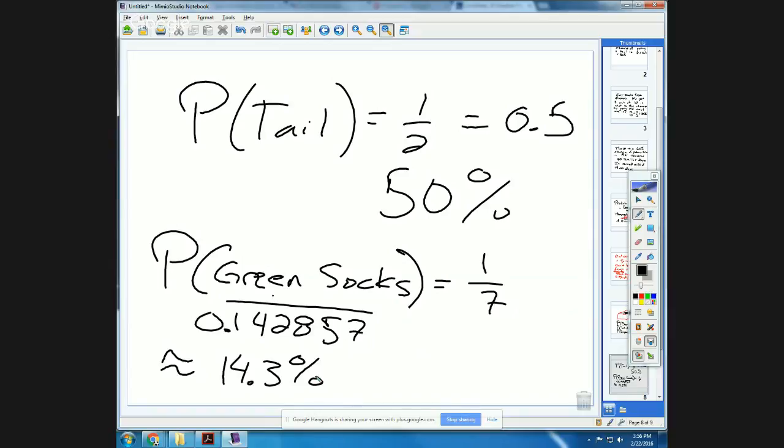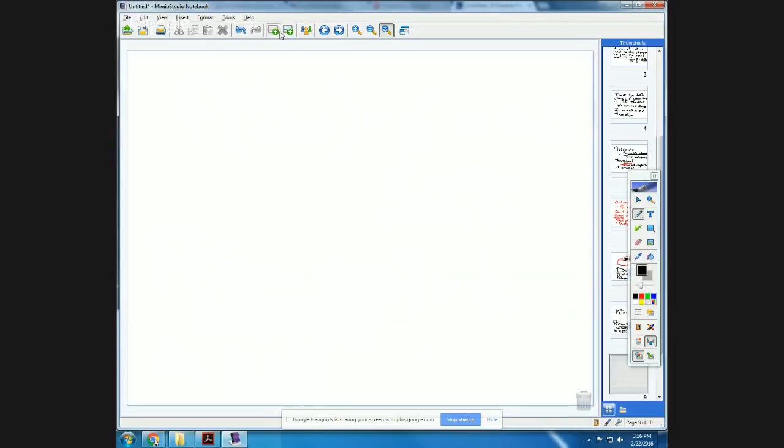So all the stuff I was just doing, those are what I call theoretical probabilities. Let's look at the other kind. The other kind is when I was doing the free throw. The free throw kind are called experimental probabilities.